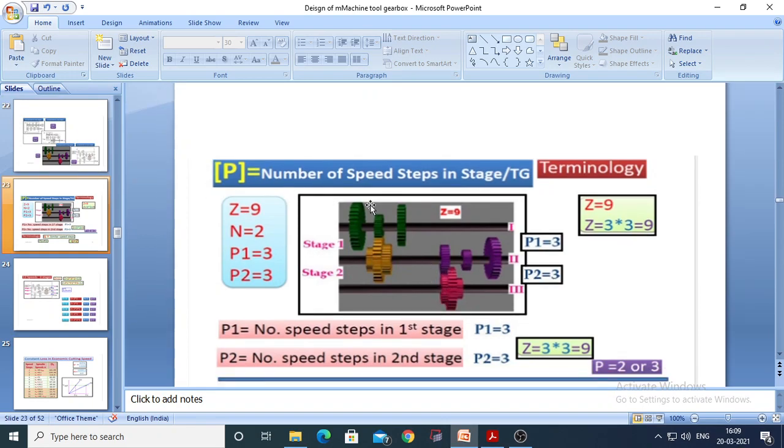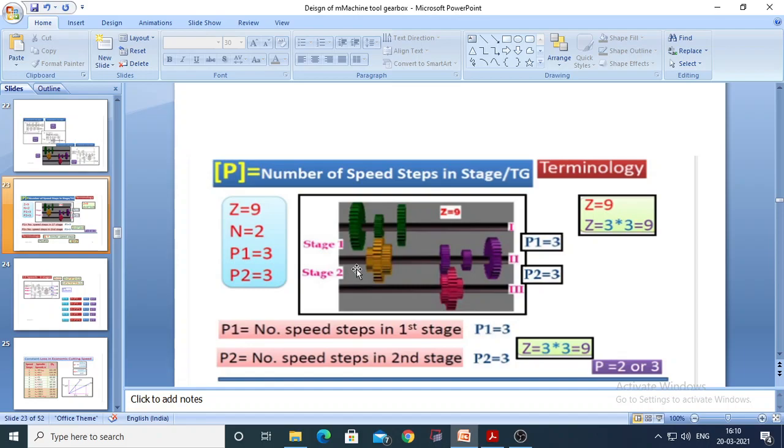P is the number of speed steps in each stage or each transmission group. This is shaft number 1 and shaft number 2. In between them you will get the first stage, remember that, and between the second and third shafts you will get the second stage. What is the value of P1 and P2? You know the formula. There is one formula given for that. You have to calculate the value of Z. How to calculate the value of Z? Z is equal to P1 into P2.